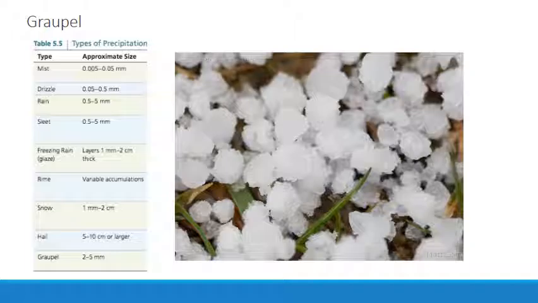So this is a graupel. This is the soft hail that forms as rime collects on the snow crystals. So that's the soft ice.